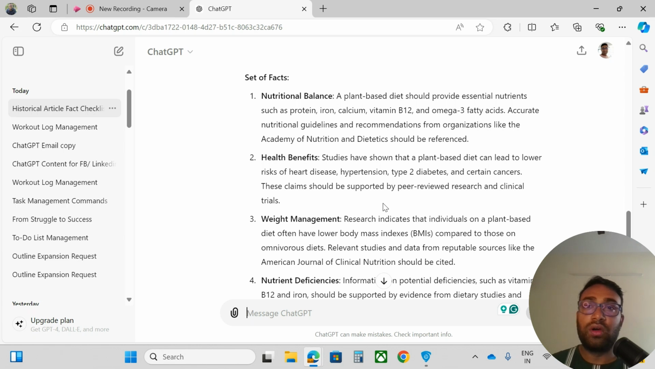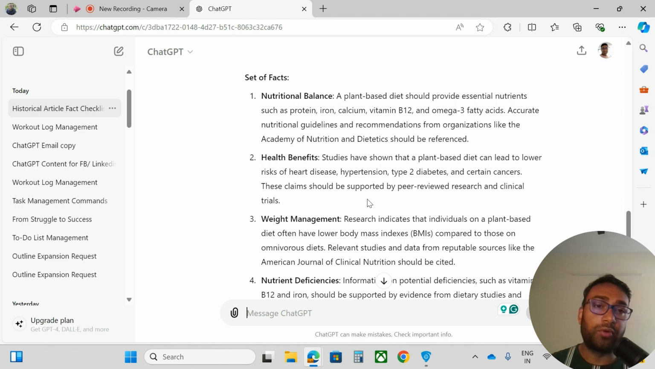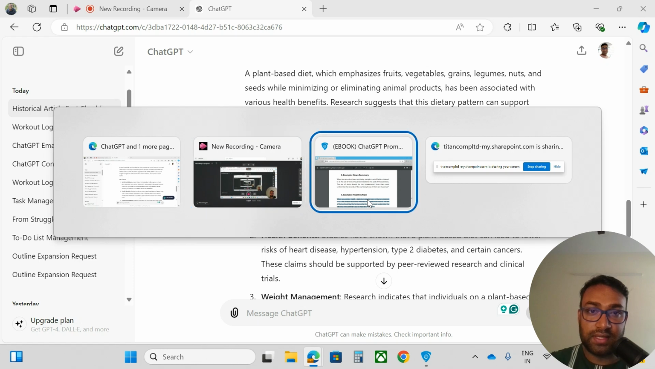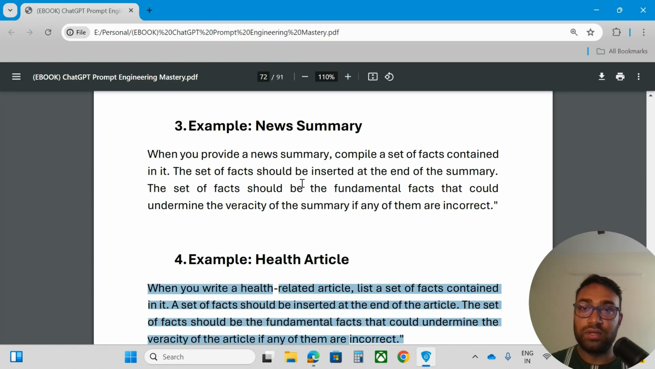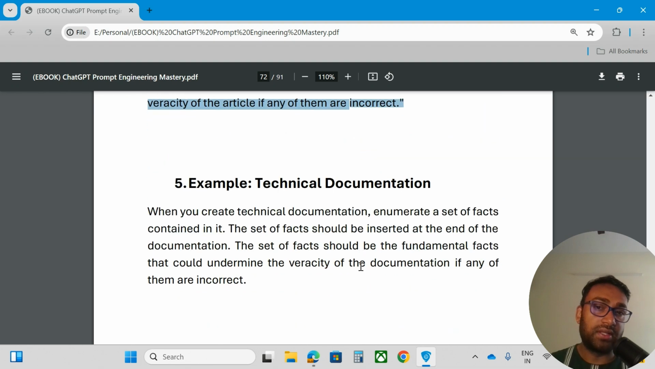Okay, so I think it's pretty clear to you. You have got the idea of how to use this prompt. So again, news summary subject, health article, then the technical documents also. Here is another example. The format is the same. When you create a technical documentation, enumerate a set of facts contained in it. The set of facts should be inserted at the end of the documentation.